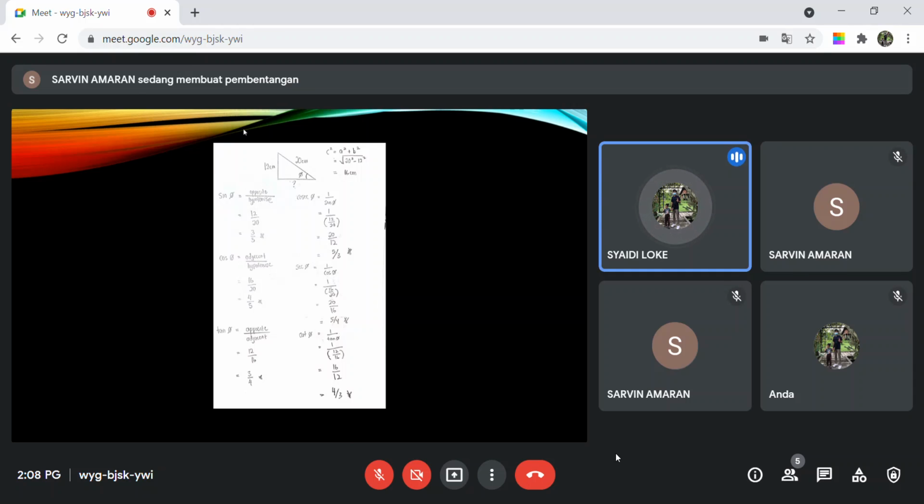So the next is cosec theta equals 1 over sin theta equals 1 over 12 over 20 equals 20 over 12. So the answer is 5 over 3. Sec theta equals 1 over cos theta equals 1 over 16 over 20 equals 20 over 16. So the answer is 5 over 4.